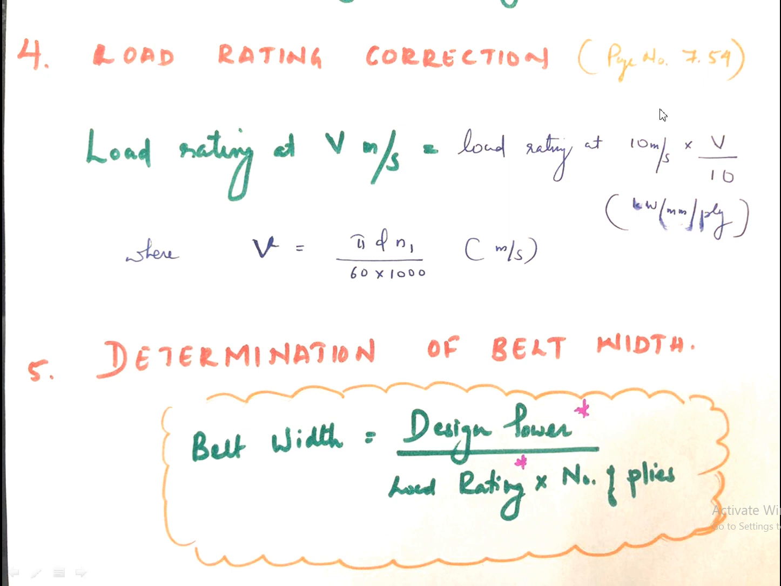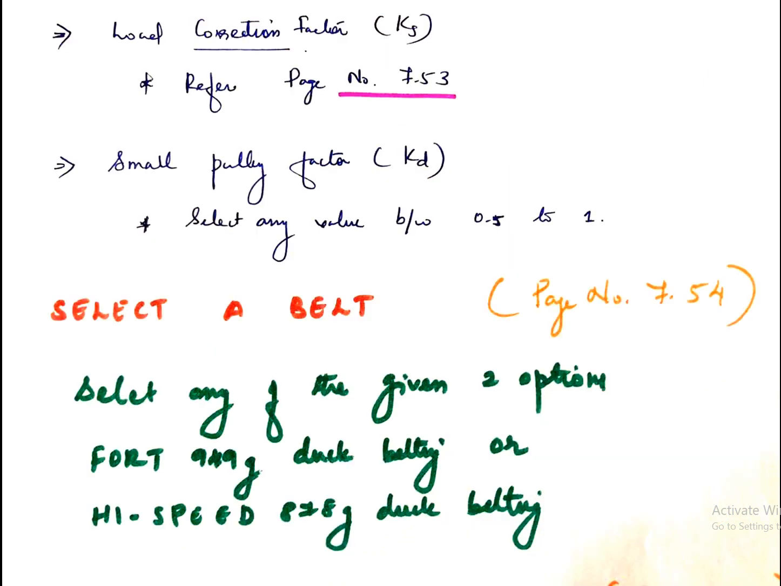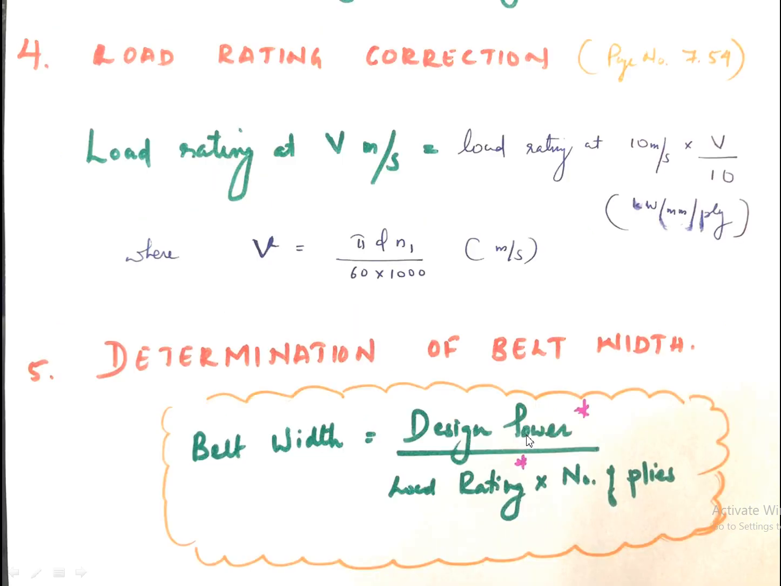This equation you can find in page number 7.54, just below the material. Just below this material you can find the value. Using that you can find out the load rating, which is the load rating at 10 meter per second into v by 10, where v is the velocity. It's actually the axial velocity, and that axial velocity you can find by using this relationship.